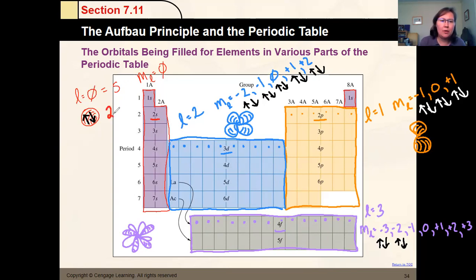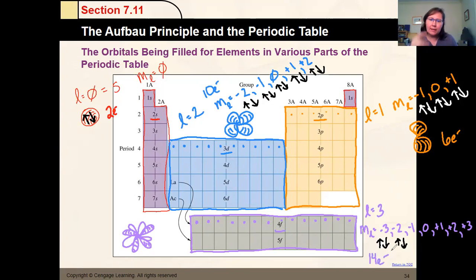Okay, so then let's come back here for a minute. In our s orbitals here, we have a total of 2 electrons. In our p orbitals, we could have up to 6 electrons. In our d orbitals here, we could have up to 10 electrons.